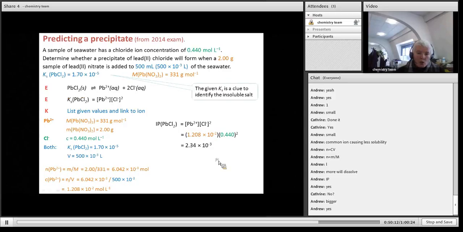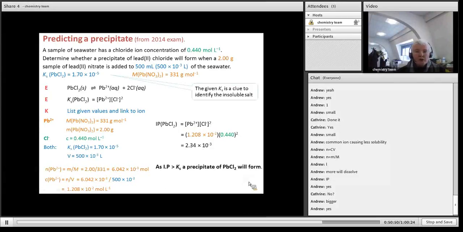Now you must always write that statement, particularly for excellence. You may get away with it with achieved, I'm not too sure, but I know for excellence, if you don't have that final statement, then you don't get excellence. Because it says determine whether a precipitate will form, you have to answer the question. So you've got to say a precipitate will form. Don't leave it up to the examiner to think, oh, now did he know that IP is bigger and therefore I'm going to get a precipitate? So make sure you do that final step.